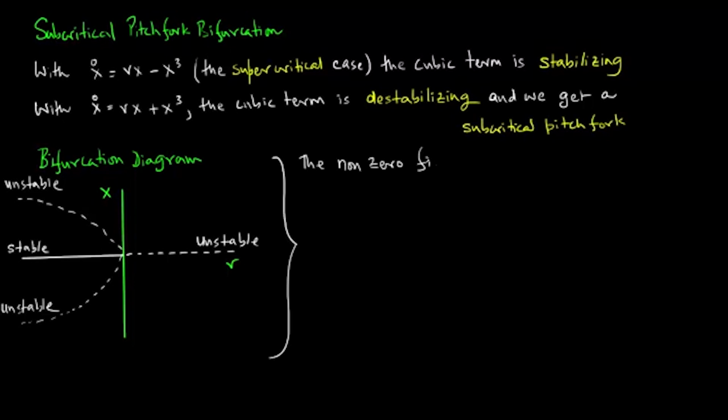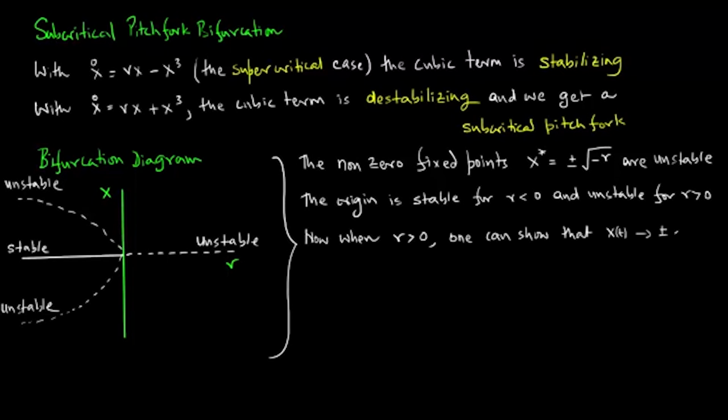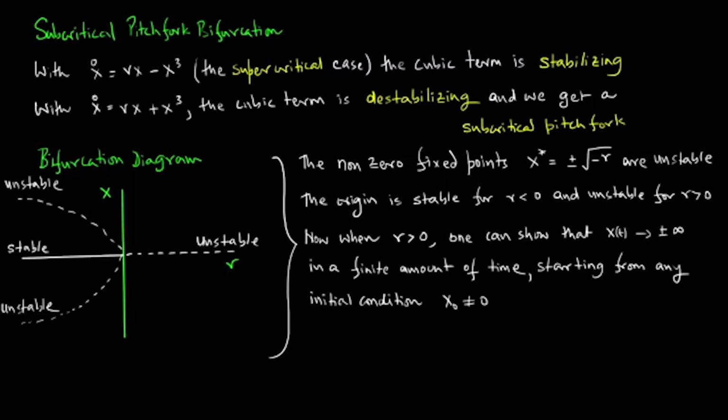The non-zero fixed points x star is equal to plus minus the square root of minus r are unstable, and the origin is stable for r less than 0 and unstable for r greater than 0. Now when r is greater than 0, one can show that x of t would tend to plus or minus infinity in a finite amount of time, starting from any initial condition x naught not equal to 0.